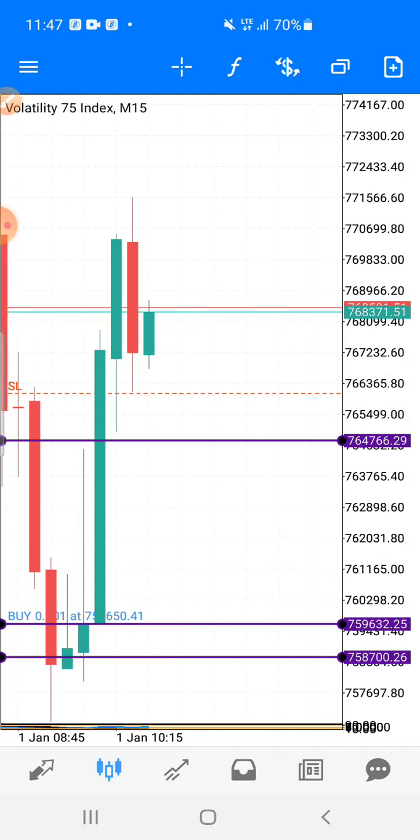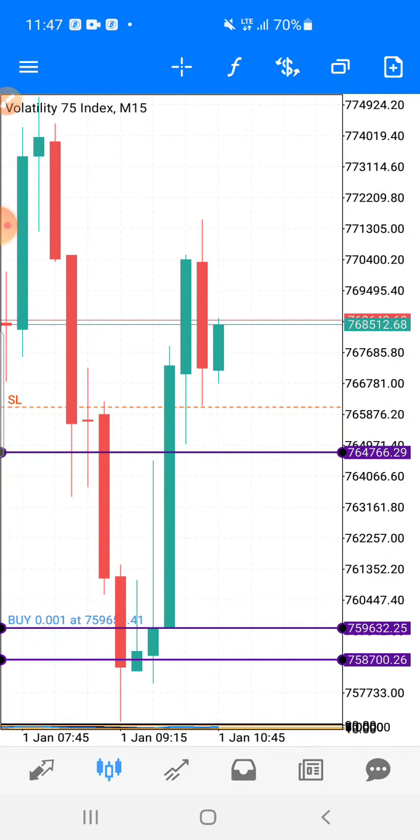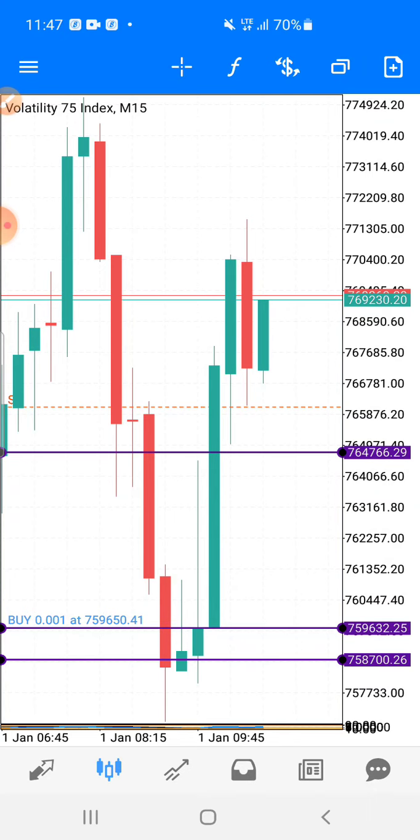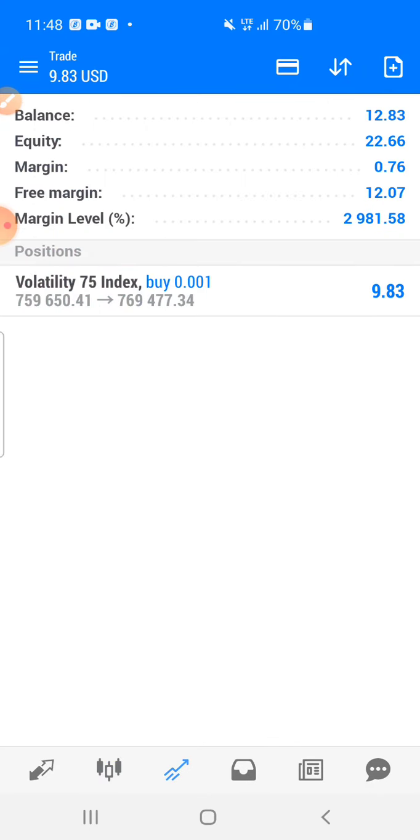So I will leave this trade as it keeps moving up. I'll keep shifting my stop loss until I'm able to grow this account to at least $100 before I start increasing my lot size. Remember, I'm using the lowest lot size, which is 0.001 on this. So you need to use the lowest lot size. That is how you grow an account.